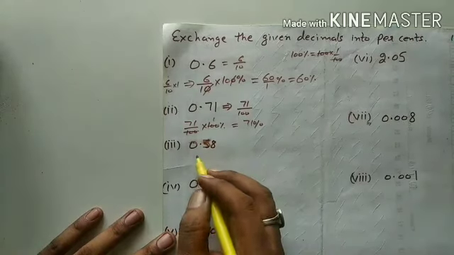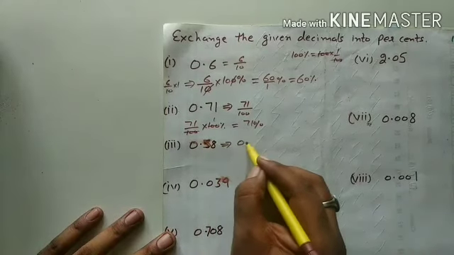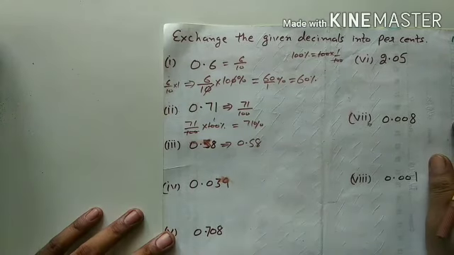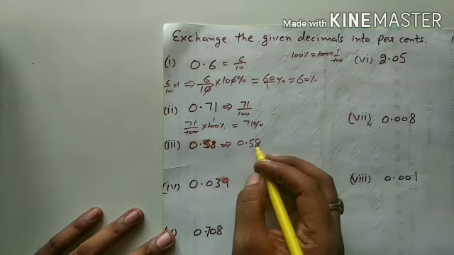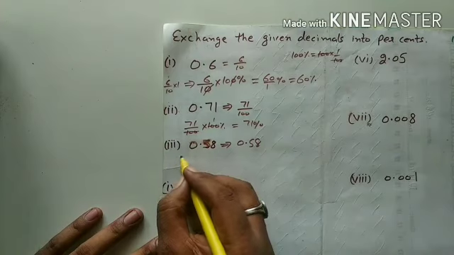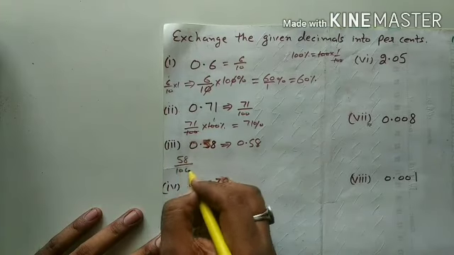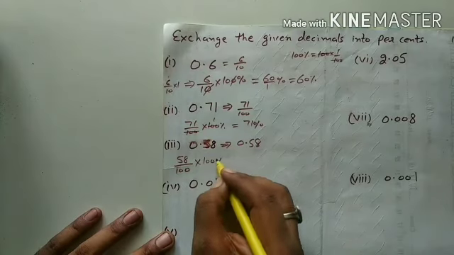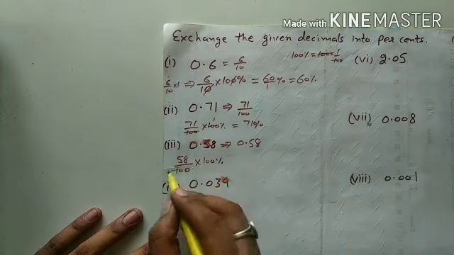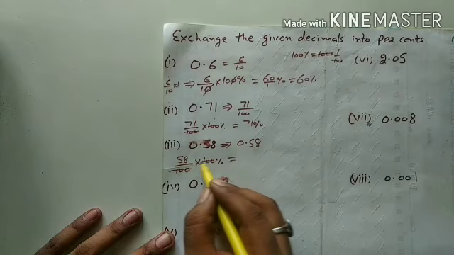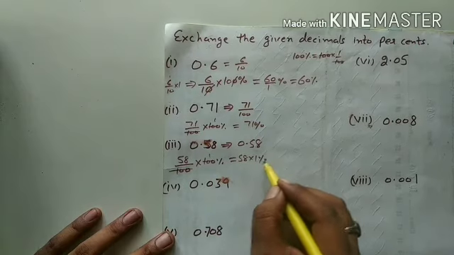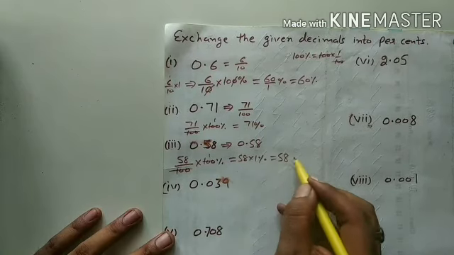Now this is 0.58. We do not read it as 58, we will read it as 0.58. Okay student, now what is the meaning of 0.58? 58 over 100. Clear student? Now I will multiply with 100%. Now cancel 100 with 100, so what is left? 58 multiply 1%, that is 58%.